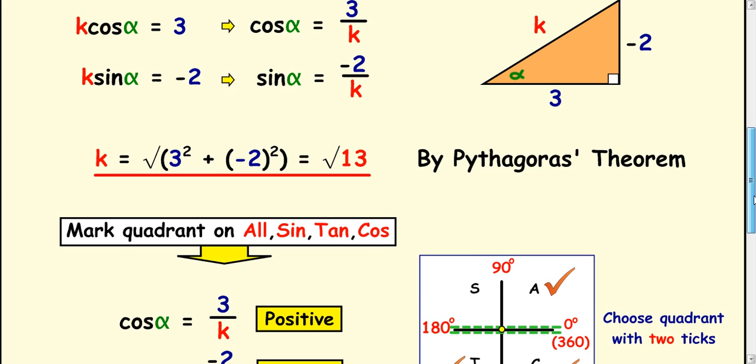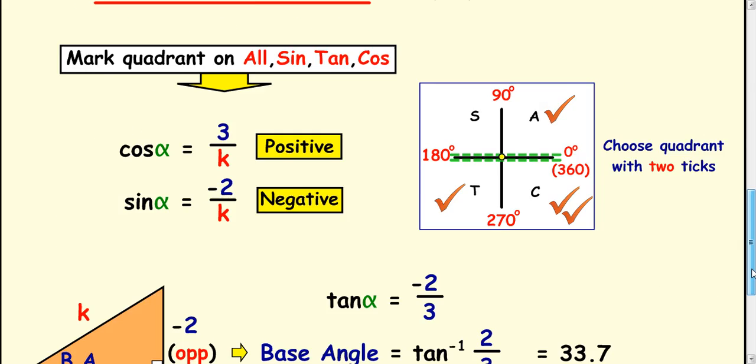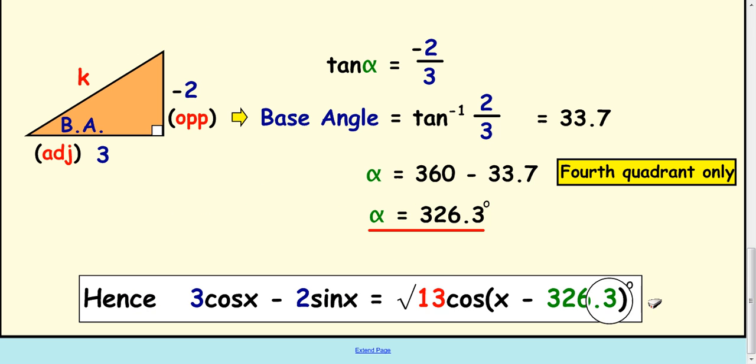So to finish it off, we've said k is root 13 and alpha is 326.3, so write that in the places that are relevant.